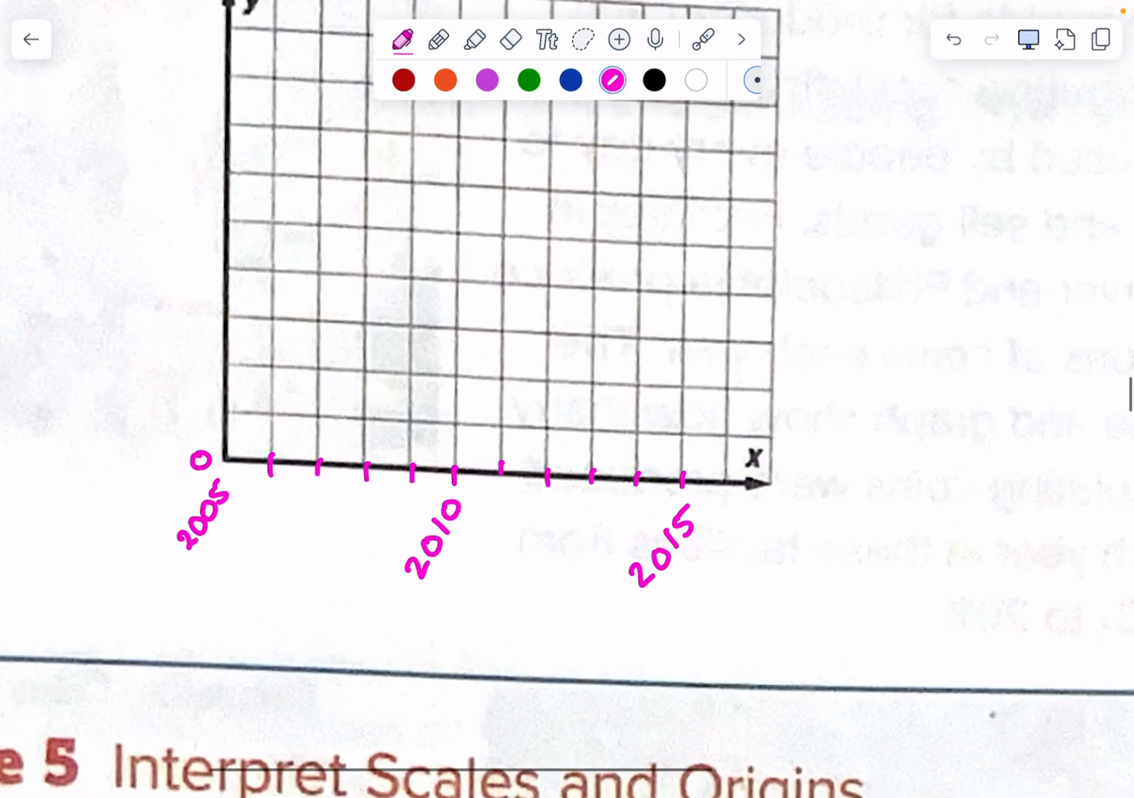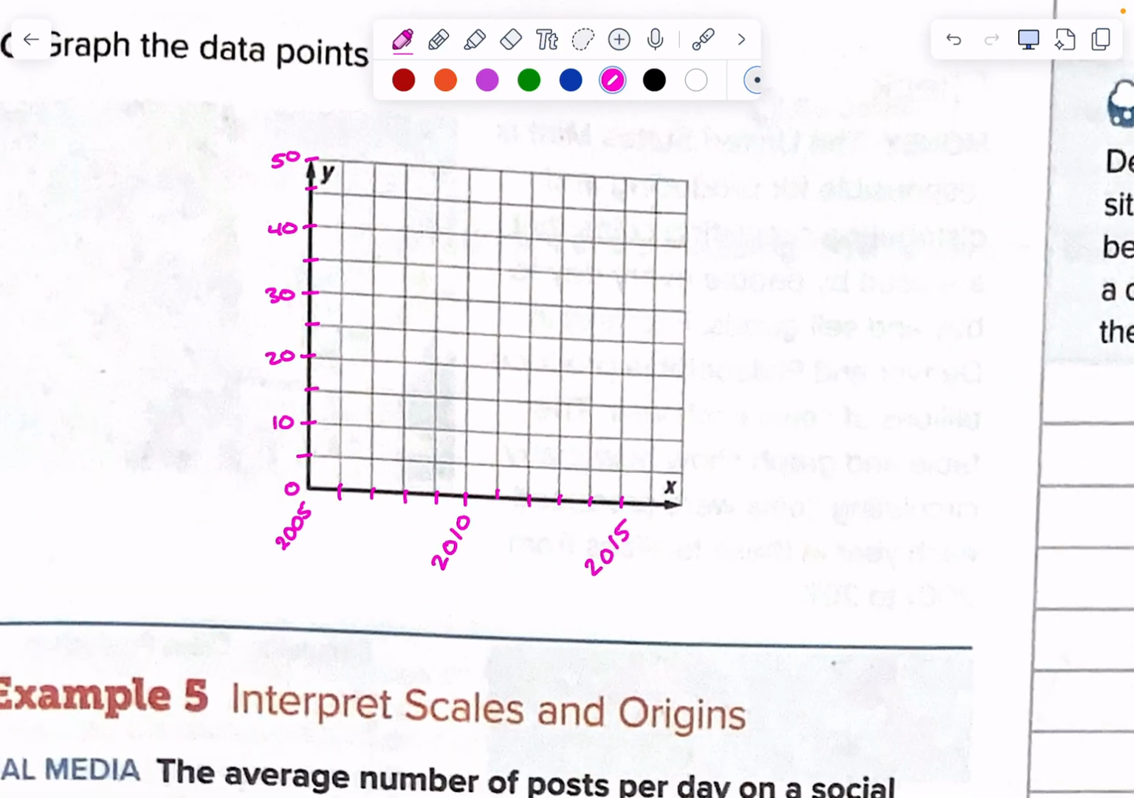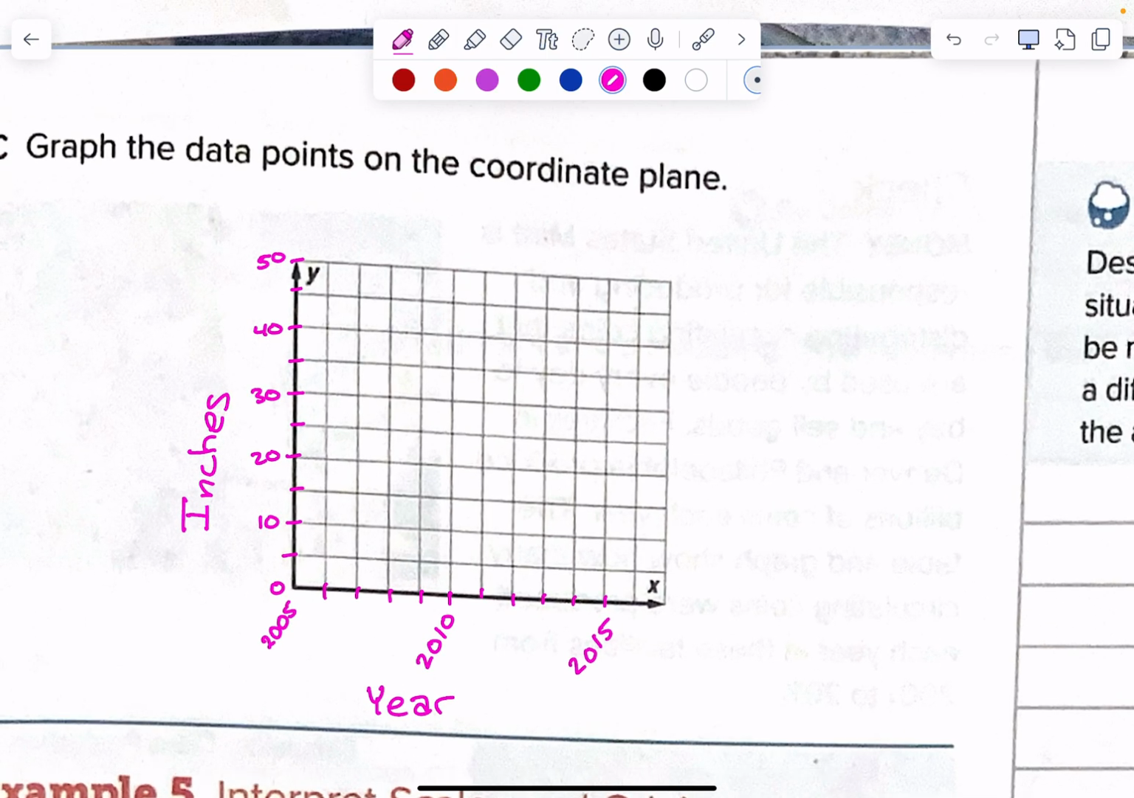So 0 goes here, and we're going by 5s, right? 5, 10 inches, 15, 20 inches, 25, 30 inches, 40 inches, and I'm going to go all the way up to 50 inches. That would be a good axes. Let's label our axes. This one is going to be year at the bottom, and this one is going to be inches. And we need a chart title: snowfall recorded in Boston during January.